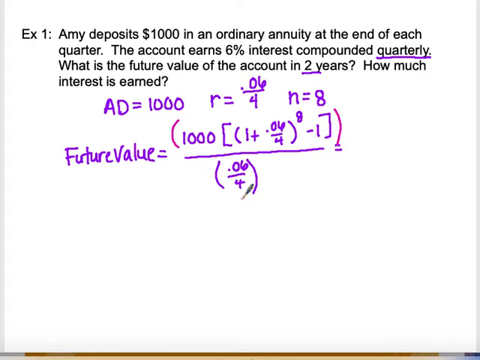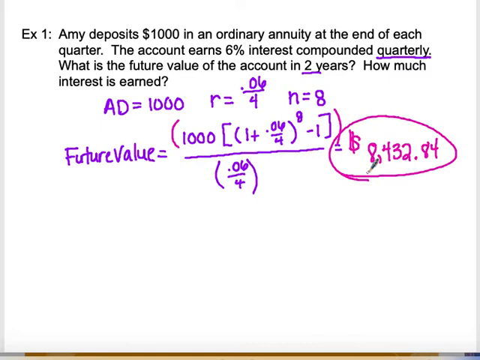So when we calculate this out and I leave everything in my calculator, I find that the future value of the ordinary annuity account is $8,432.84. So that's the future value. Now, if I have to go from there and find the interest, it's calculated a little differently because we don't make just one $1,000 deposit. That is a recurring $1,000.